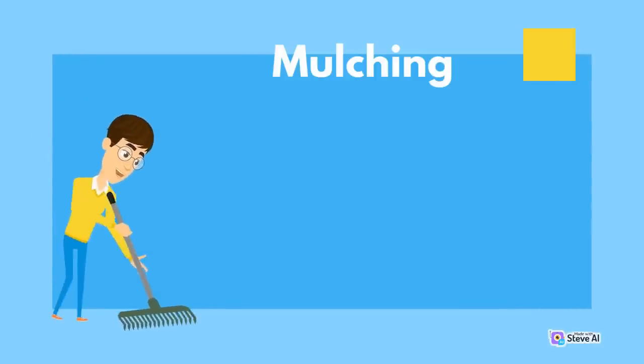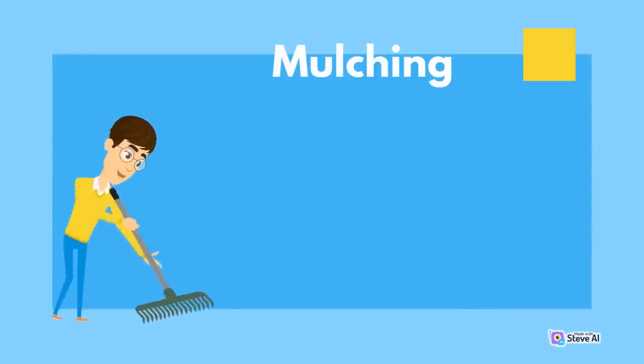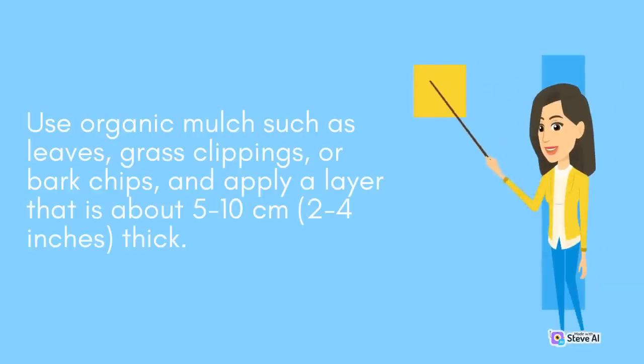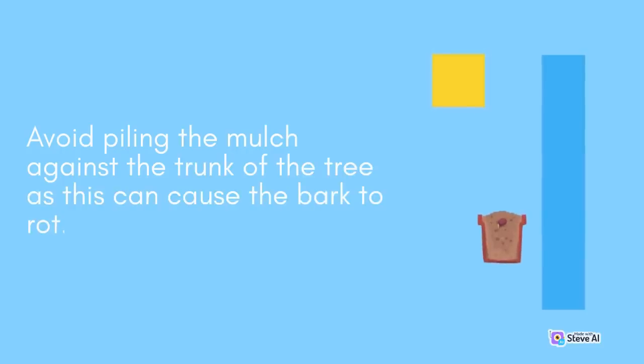Mulching. Mulching around the base of the tree helps retain moisture in the soil and suppress weeds. Use organic mulch such as leaves, grass clippings, or bark chips, and apply a layer that is about 5 to 10 centimeters, 2 to 4 inches, thick. Avoid piling the mulch against the trunk of the tree as this can cause the bark to rot.